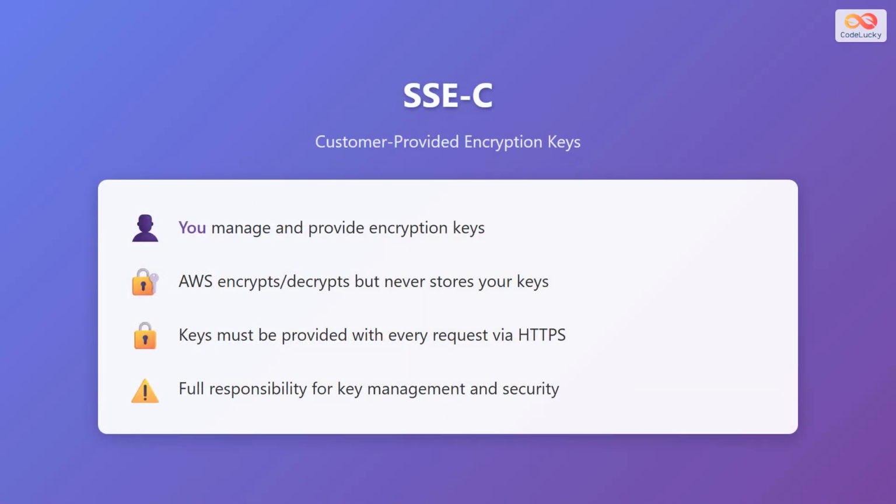SSE-C gives you complete control over encryption keys. With this option, you manage and provide your own encryption keys. AWS performs the encryption and decryption operations, but never stores your keys. You must provide the encryption key with every request over HTTPS for security. This means you have full responsibility for key management and security. If you lose your key, you permanently lose access to your data.